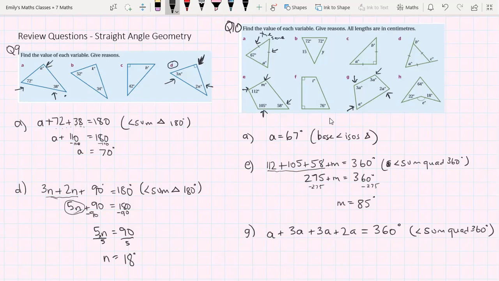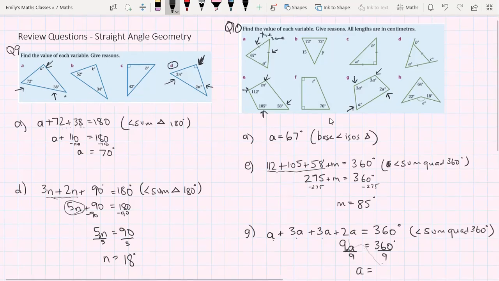So what do we do when we get A plus 3A plus 3A plus 2A? Well, we need to collect like terms. They can all come together. So A plus 3A is 4A, plus another 3A is 7A, plus another 2A is 9A. So I've got 9A is equal to 360. So how do I get the A by itself? Remember, there's a times in there that we don't bother writing. And the opposite to timesing by 9 is dividing by 9. So divide both sides by 9 and we get A is equal to 360 divided by 9, which is 40 degrees.